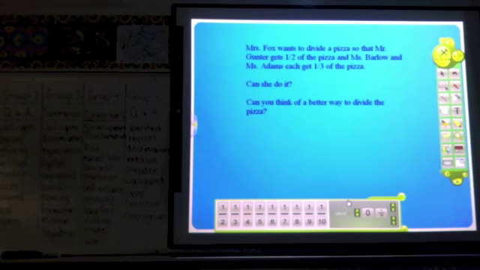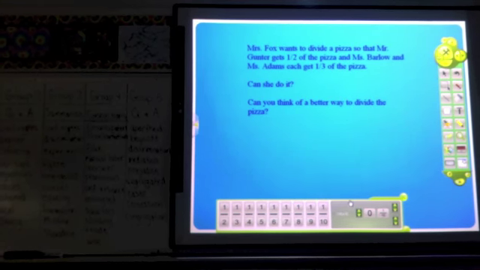So your practice problem tonight is to answer this question. Can you think of a better way to divide the pizza? So how could Miss Fox divide 1 pizza between Mr. Gunter, Miss Barlow, and Miss Adams? Explain your answer and draw a picture of the pizza to represent your fractions. Good luck!